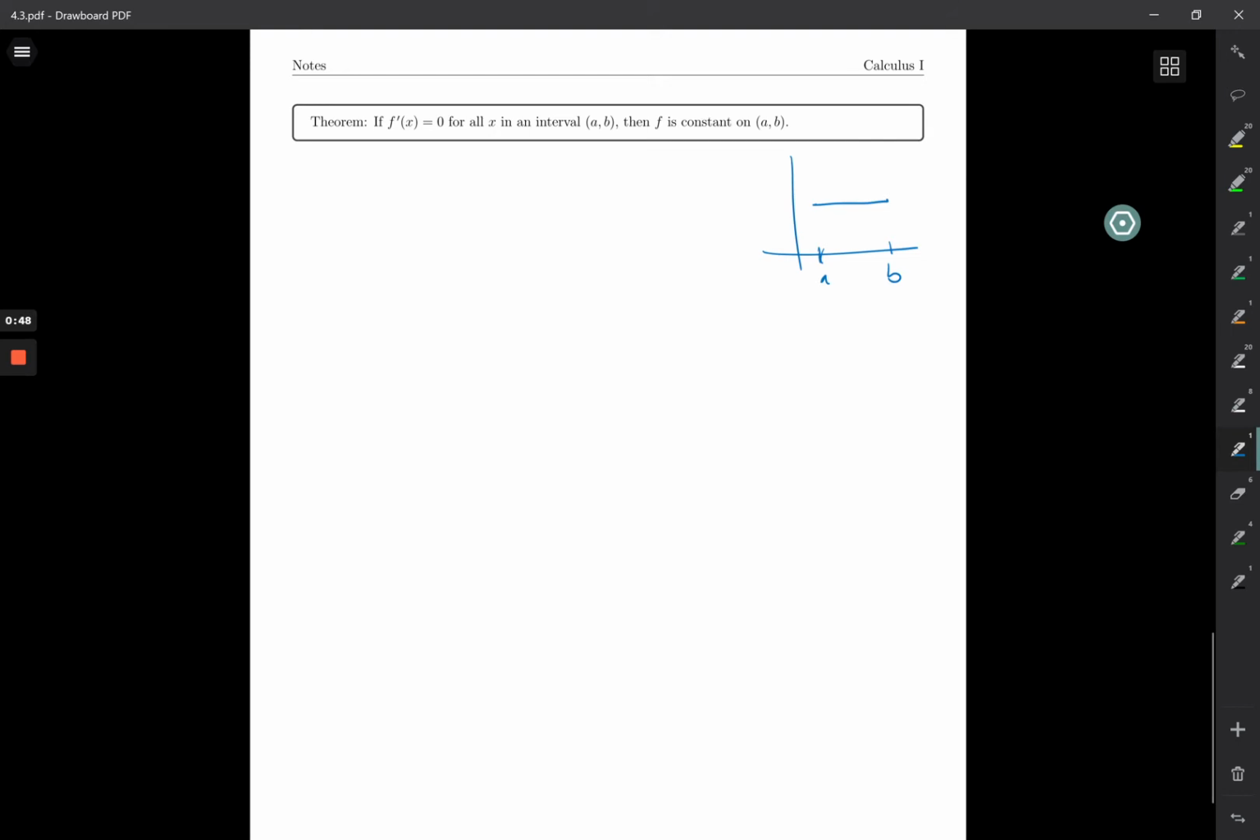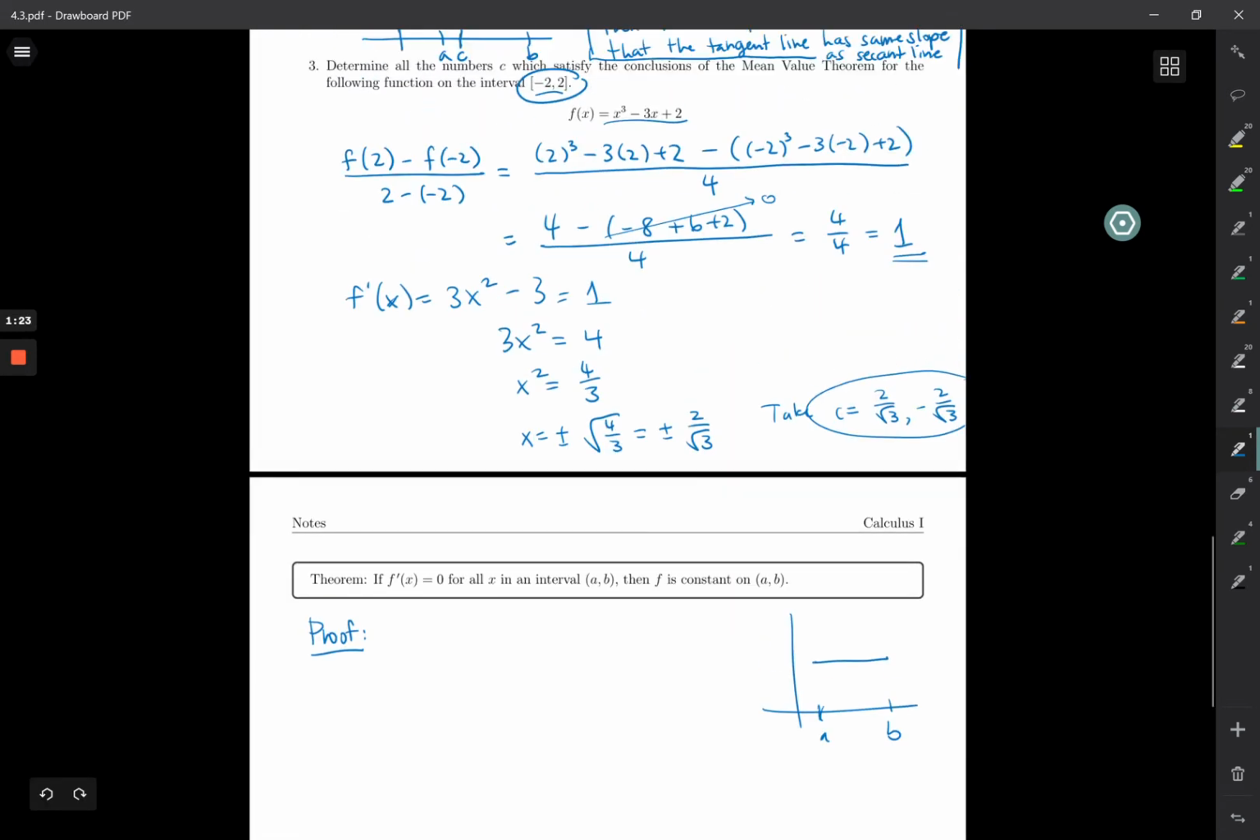Our intuition there is correct, but how do we know mathematically that f is equal to the same exact constant at every single point? We can go ahead and prove this using the mean value theorem. When thinking about proving this, we want to apply the mean value theorem. The first thing we need to do is check that this function satisfies the hypotheses of the mean value theorem.